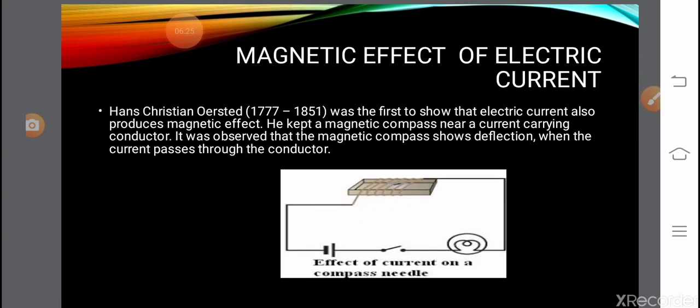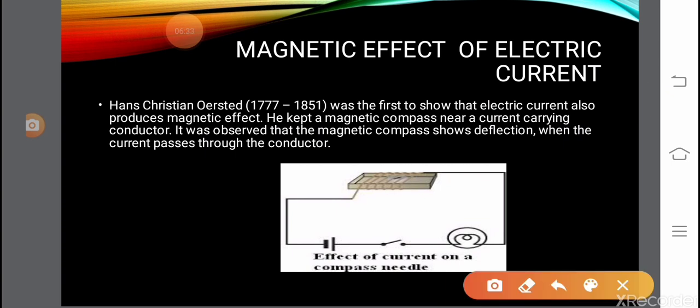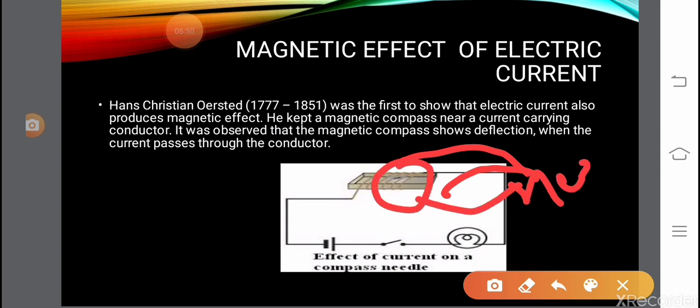Next effect is magnetic effect of electric current. In this chapter you will study two effects. One is heating and other is magnetic effect. Magnetic effect you can understand through an activity. You take one cardboard, this simple empty matchbox, and coil a wire around it, and inside you put the magnetic needle that always points in the north south direction, and the free ends of the wire are connected to the cell with the switch and then with the bulb.